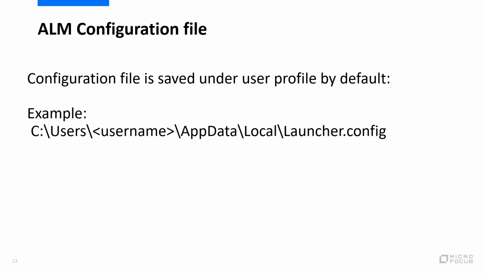Now, when you make all the changes in the client launcher, it will store the settings into what's called a launcher.config file. The default location where this file is placed is under your user profile. So you will navigate to your username, AppData, Local, and you'll see these files on the machine. This is where, if you want to enable the log file for the client launcher, you will edit these files, and then the log file will be saved on your machine. So this is the location of your configuration files.